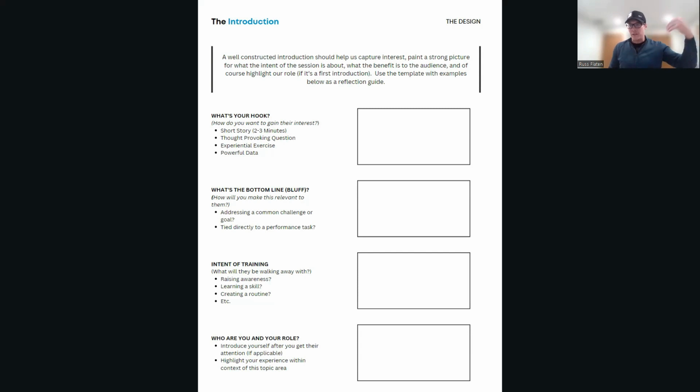And similar to last week, if you listened to our conversation last week, what do people do when we go to presentations or workshops? Everyone starts by introducing who they are and their background. That's boring. Get more creative with it. And this is a flow to help you do that. So right up front, what's your hook? How do you want to gain their interest? There are several ways to go about this.